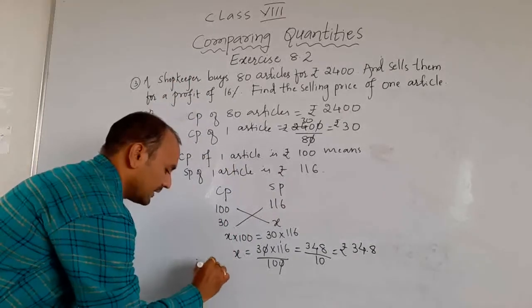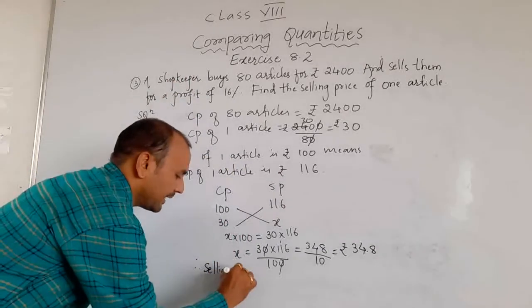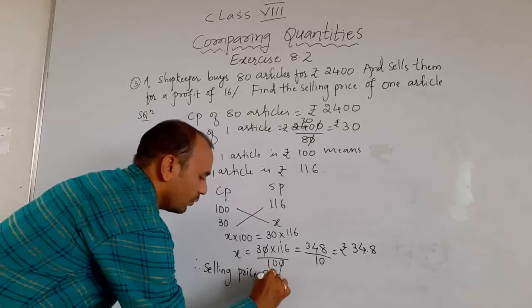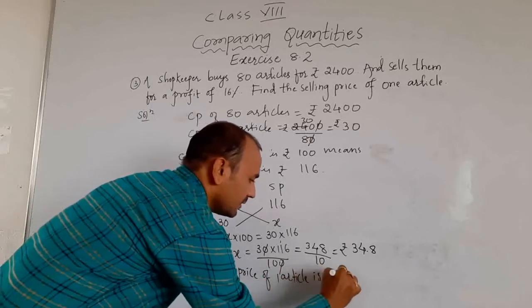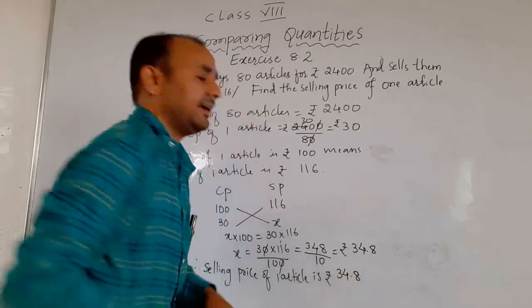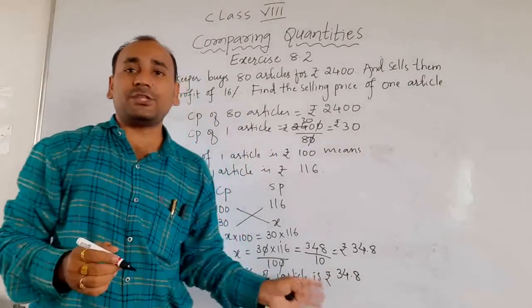Therefore, the selling price of one article is rupees 34.8. So this is the without formula method.